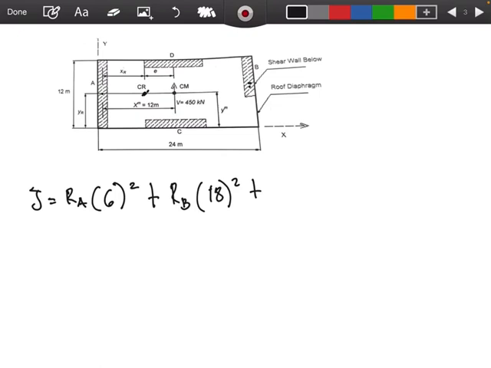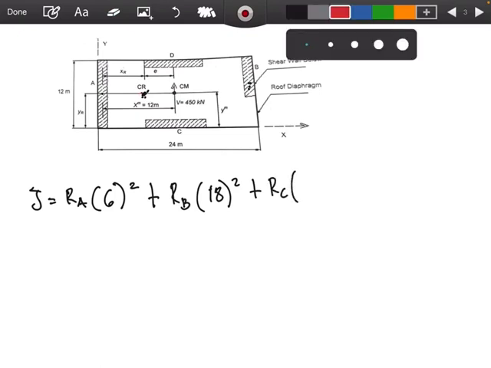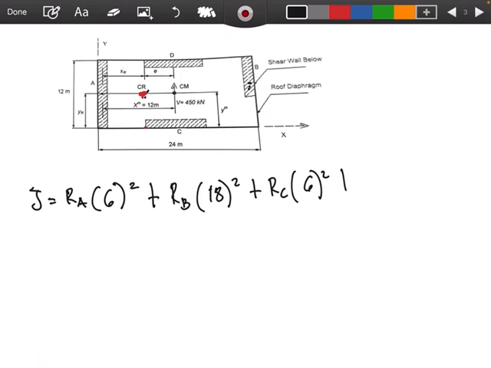So, where was I? Torsional rigidity, let me repeat, is rigidity times the distance squared. So, RA times its distance from the center, 6 meters. Then RB, its distance from the center is 18 meters. And RC, its distance from the center, this is our center of rigidity, is 6 meters. Then RD, its distance from there is also 6 meters. So, RD times 6 squared. That's how we do it.